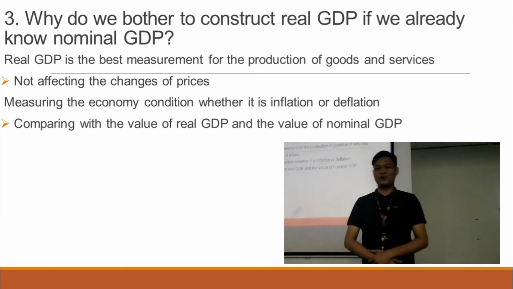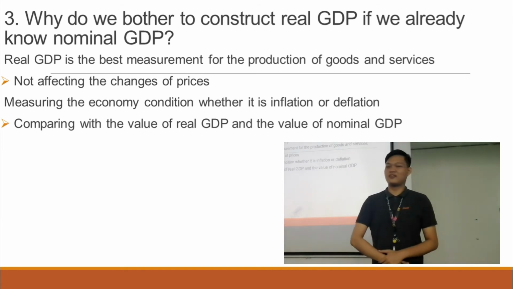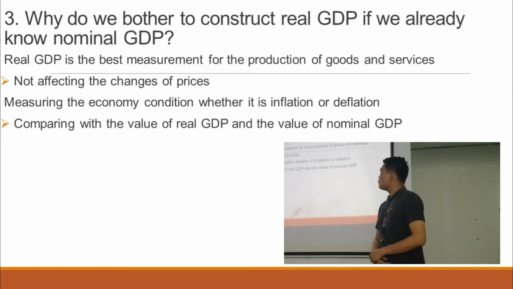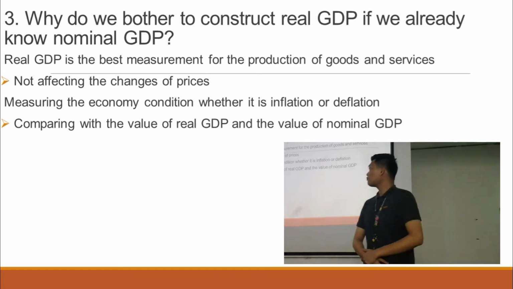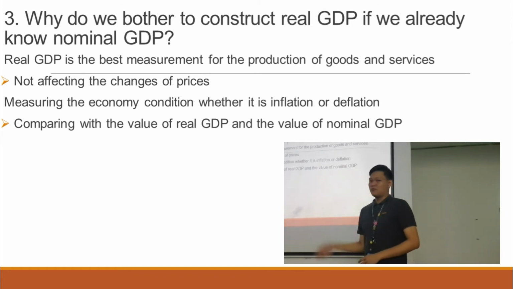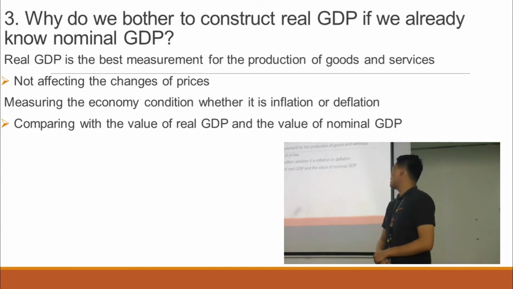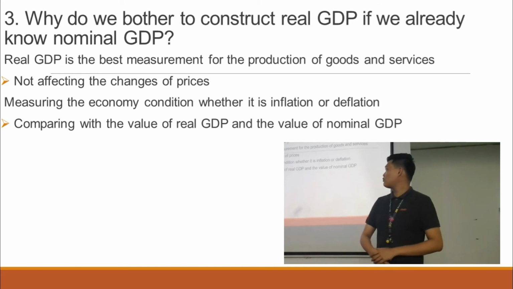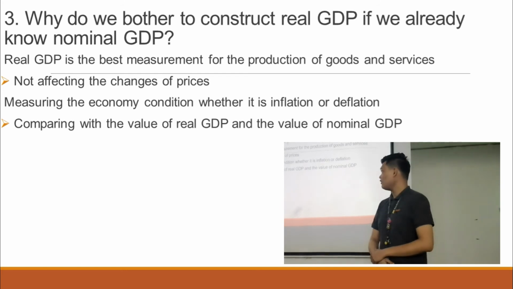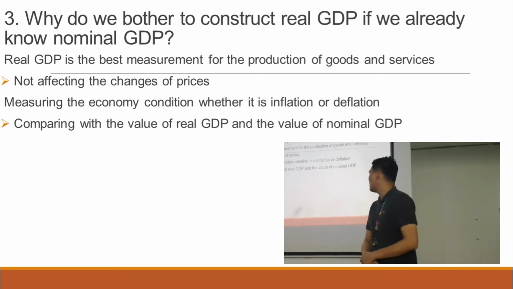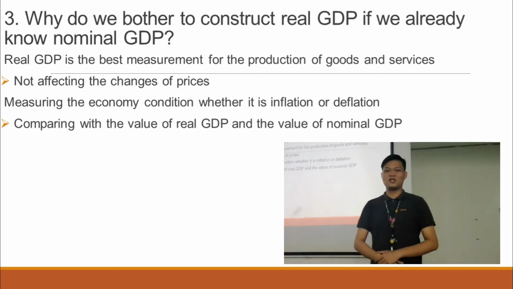Now I will present the third question, which is why do we bother to construct real GDP if we already know nominal GDP? Real GDP is the best measurement for the production of goods and services, not affecting the change of price. It measures the economic condition, whether it is inflation or deflation. Next, comparing the value of real GDP and the value of nominal GDP. Thank you.